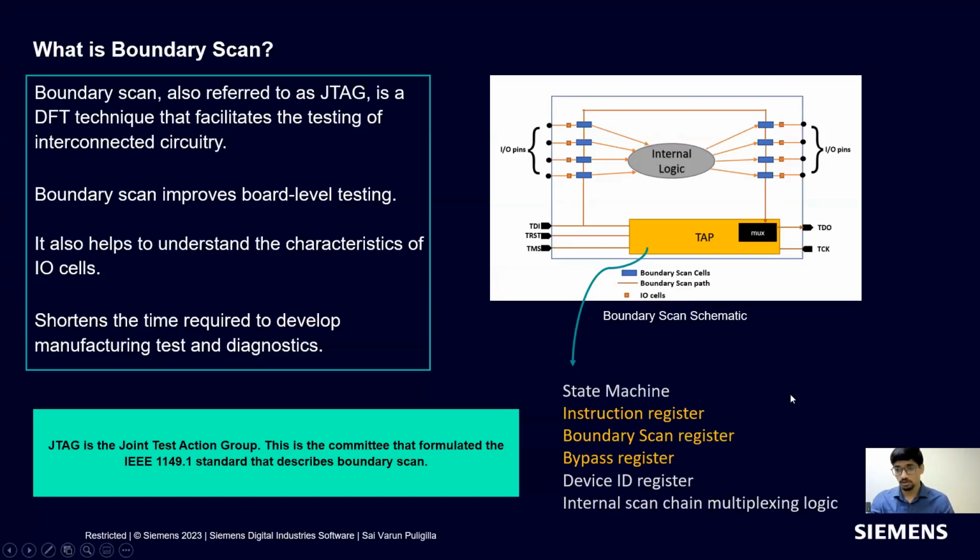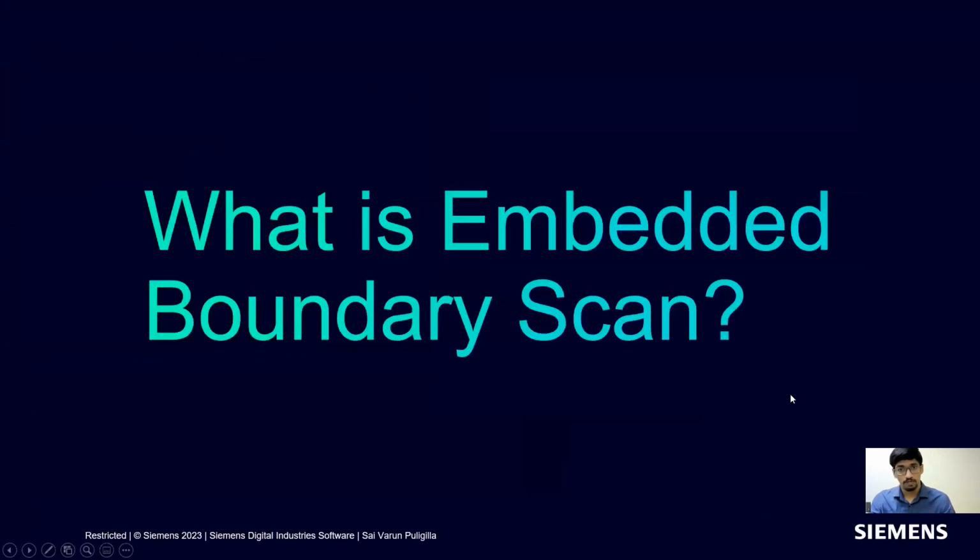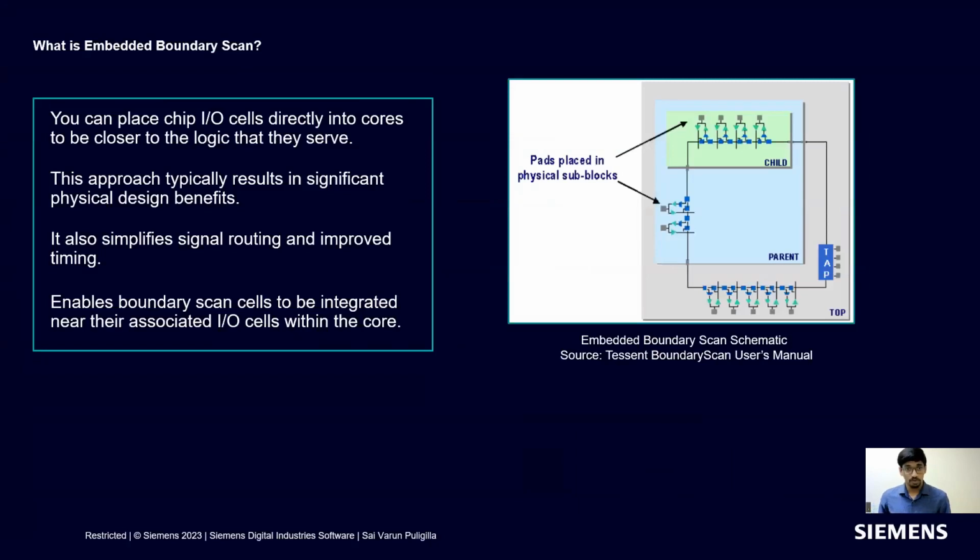But if we go to the physical or subblock level, then what? That is embedded boundary scan. So with embedded boundary scan, I/O cells can be directly placed into the cores, closer to the logic they serve. It also simplifies the signal routing and improves the timing. So, of course, if we place the I/O cells at the places we want in the design, the boundary scan cells will also be generated automatically by the tool at those places. That is the advantage here.